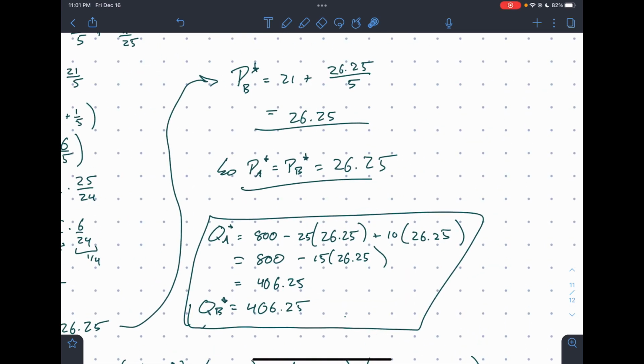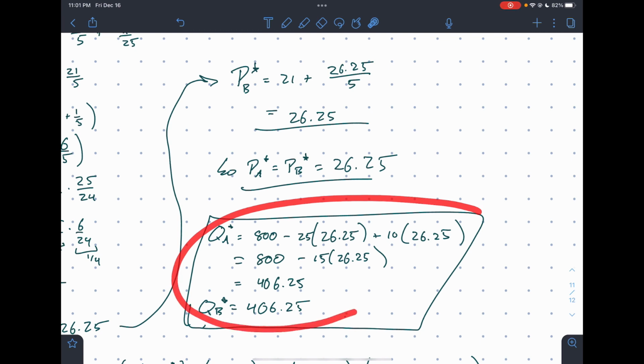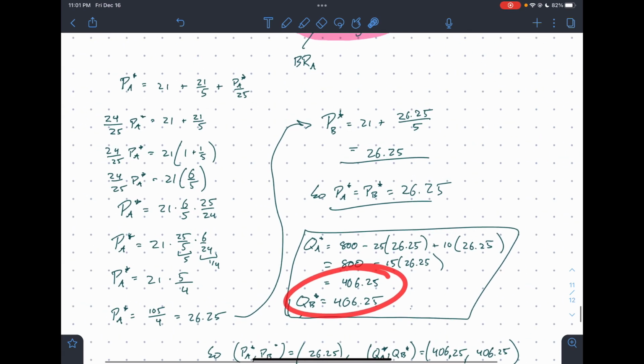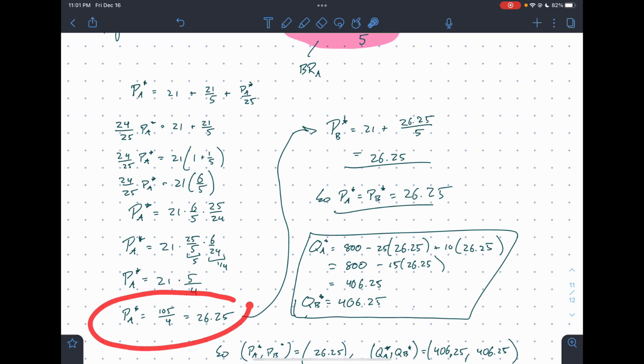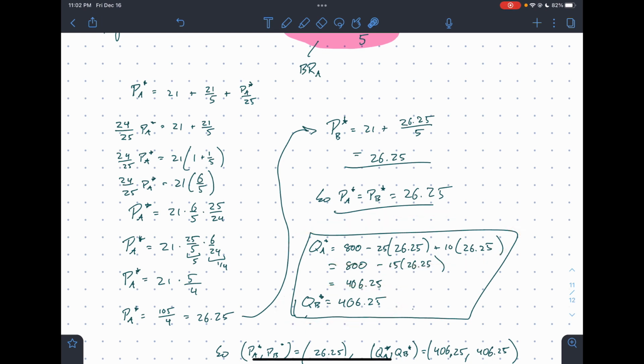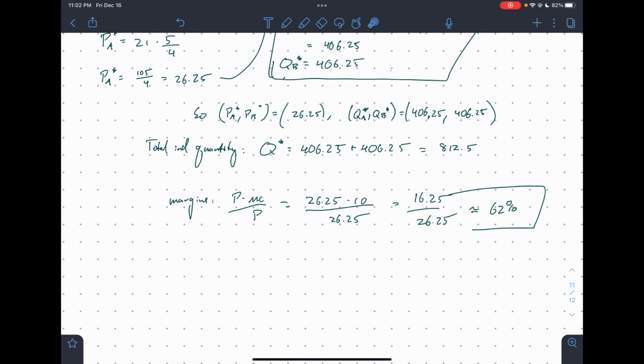And then we have prices, we can now find quantities. So given these prices, we just compute what the quantities are. And these are the equilibrium quantities for each firm. So these are things that you always want to report. You always want to report your equilibrium findings, like the equilibrium prices, equilibrium quantities. Just read the problem and make sure that you give it what it asks you to answer. And finally, if we wanted to find the total industry quantity, we would just add those together. And then the margins are going to be 62%.